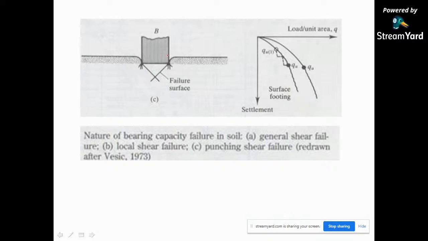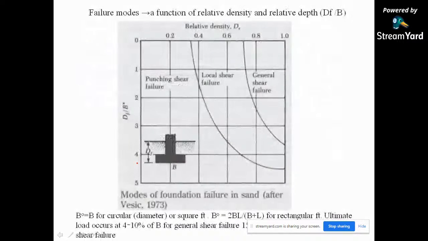Next is your punching shear failure. The bulging will not be there. There will be a direct failure under the loading of the column, and this will give you the QU versus settlement. So this is your load, and this will be your settlement. So first was your general shear failure, second was your local shear failure, and third is your punching shear failure, which was given by Vesic in 1973.